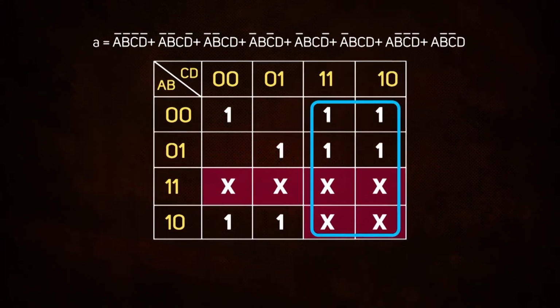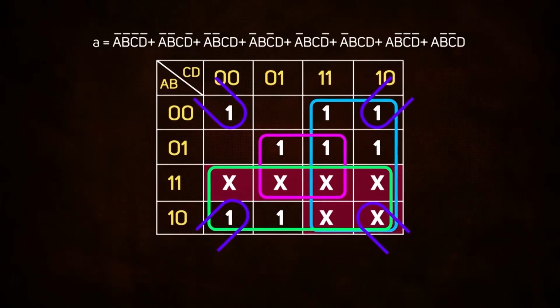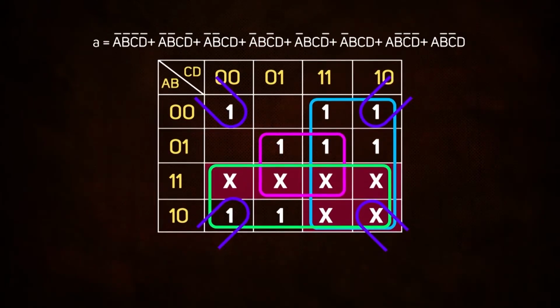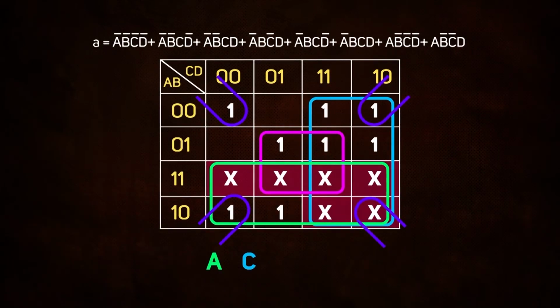We will get the 2 octets, one from the last 2 rows and another one from the last 2 columns, and they produce the terms A and C respectively. Then 2 more quads, one formed from corner elements that follows wraparound adjacency, and another group formed from middle rows and columns. They bring 2 terms to the minimum expression, B complement D complement and B D respectively.